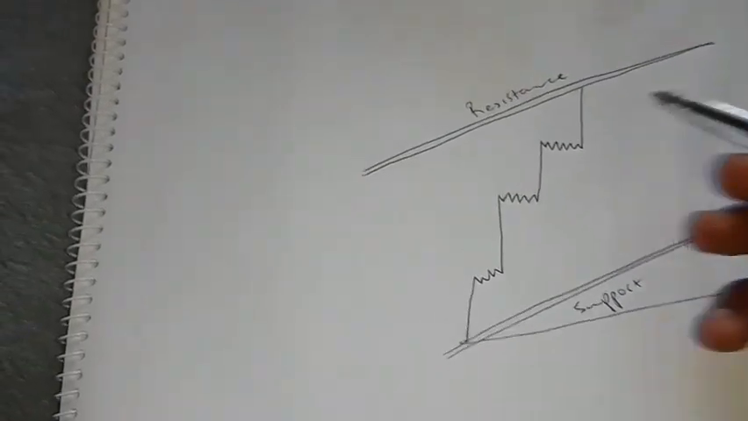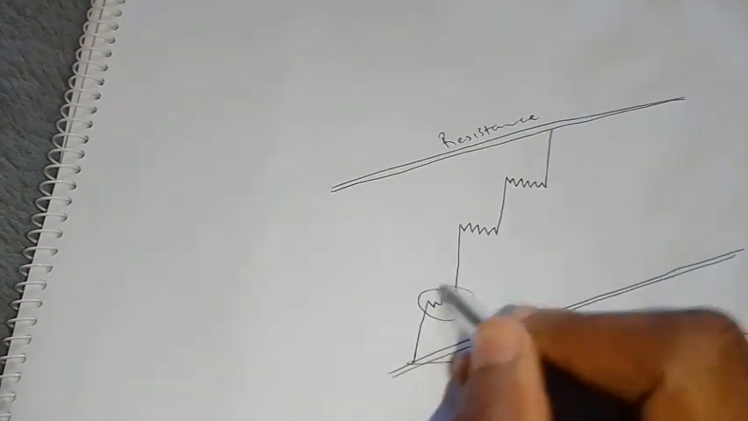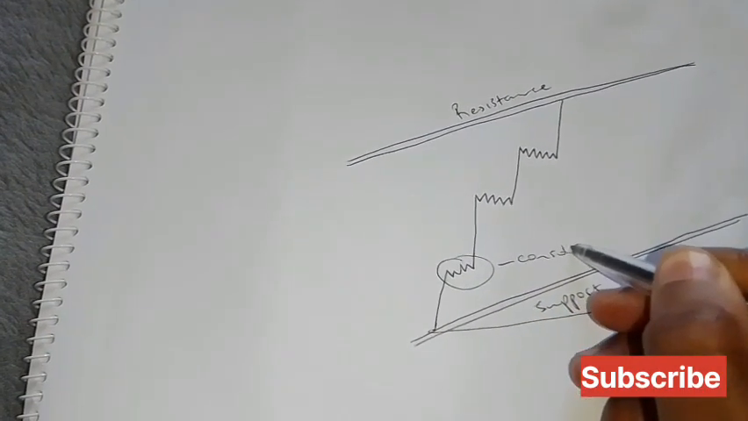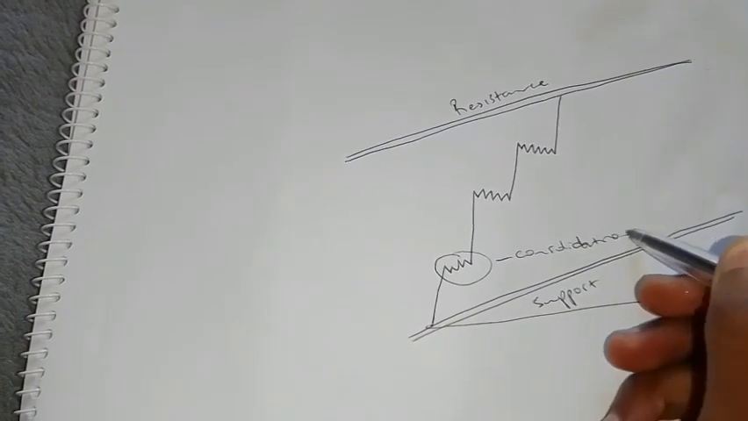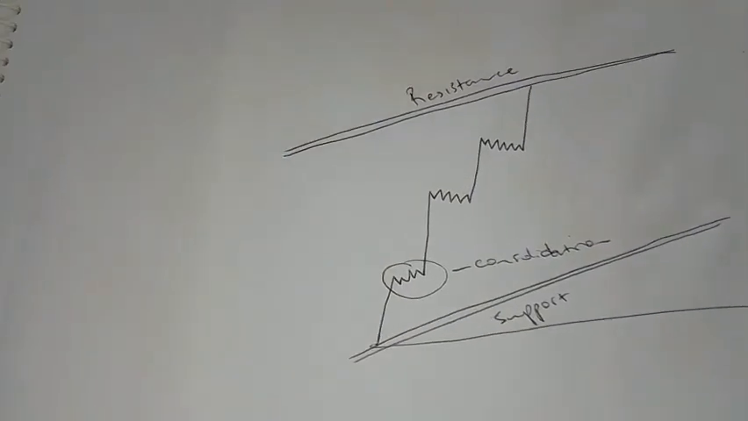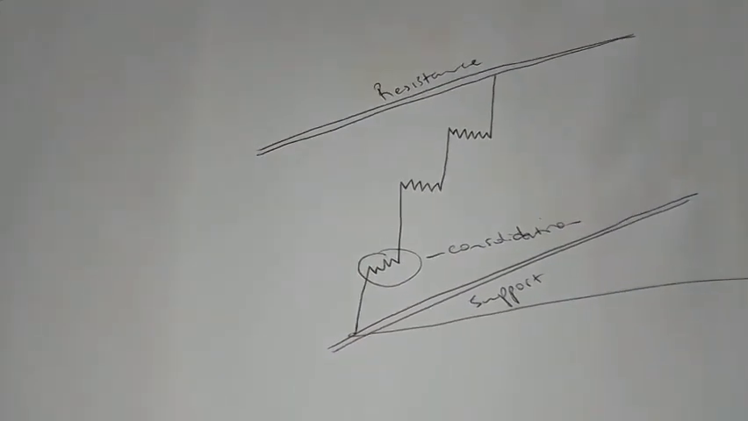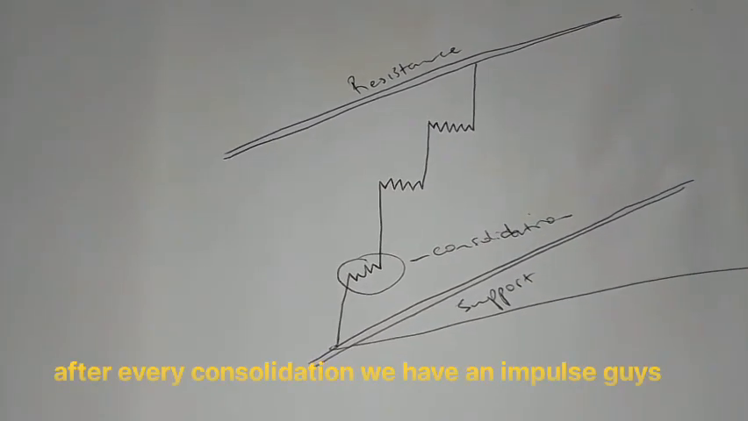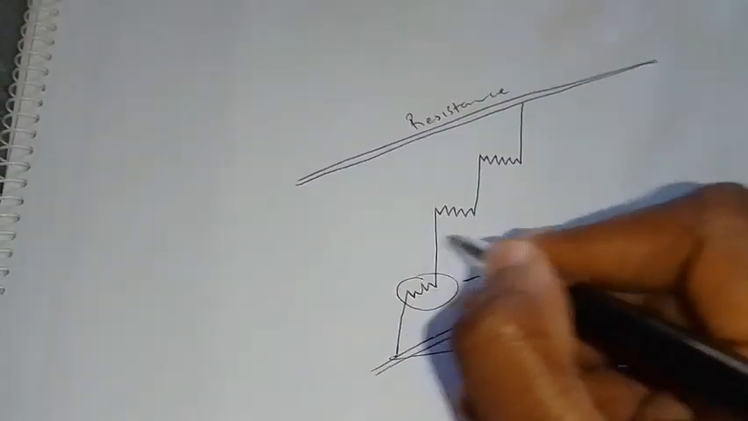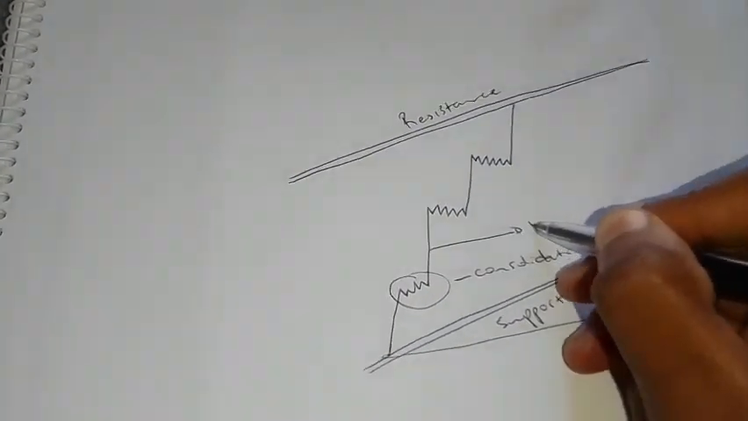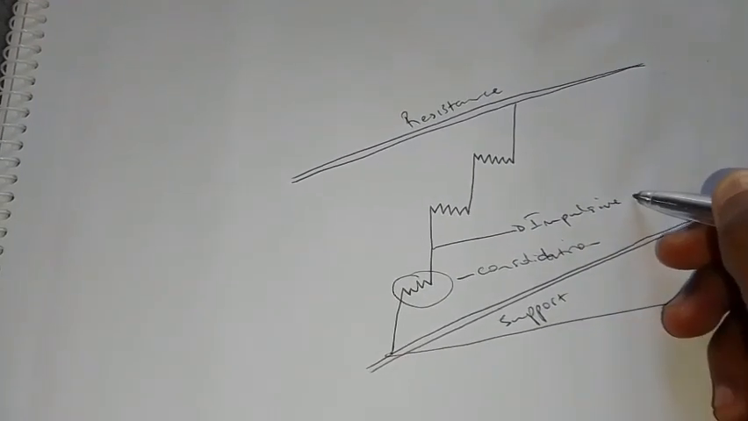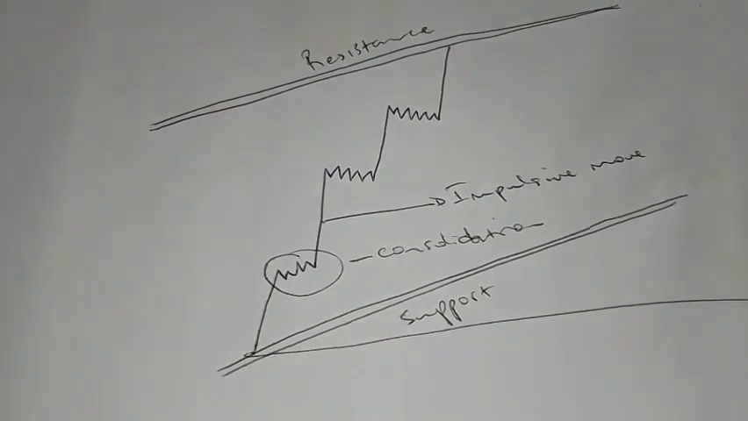As you can see here, this is our consolidation. After a consolidation, we have an impulse. Please take notes, guys, because this is very important. After every consolidation, we have an impulse. This over here is an impulsive move. That's when we execute and make profit.